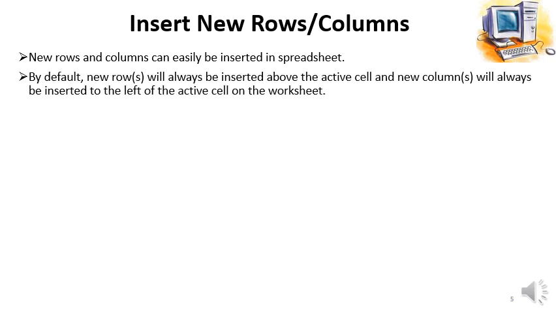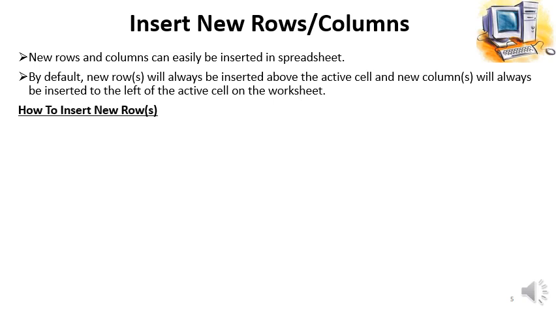Now, how can we insert new rows and columns? New rows and columns can easily be inserted in a spreadsheet. By default, new rows will always be inserted above the active cell, and new columns will always be inserted to the left of the active cell on the worksheet.